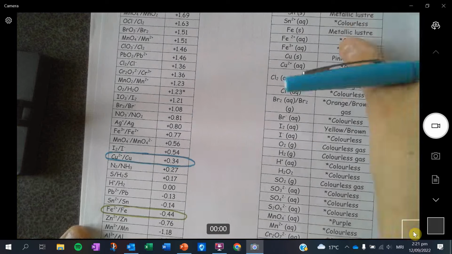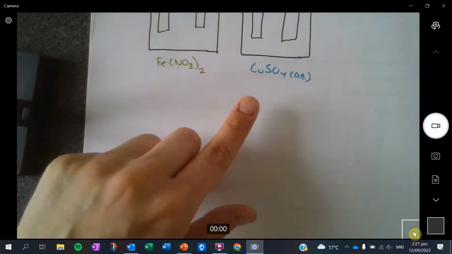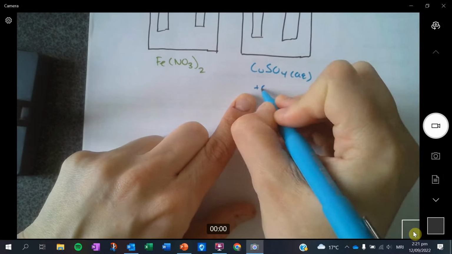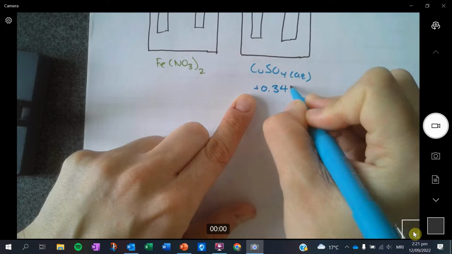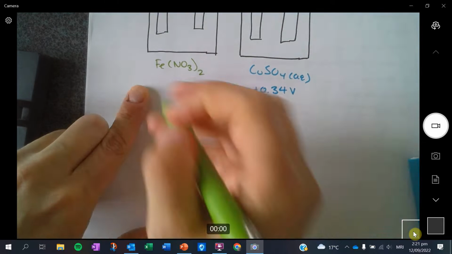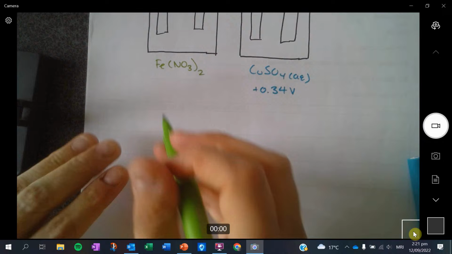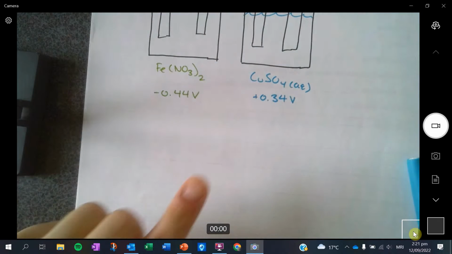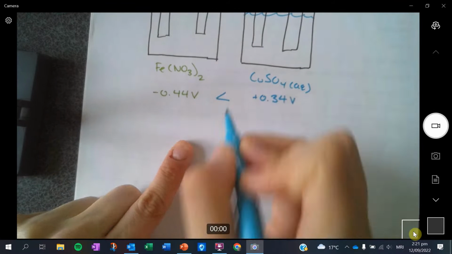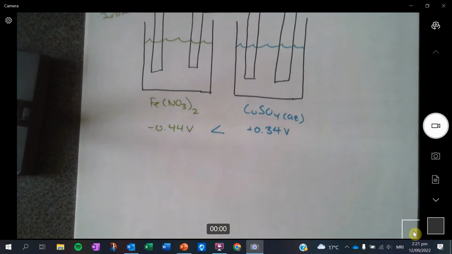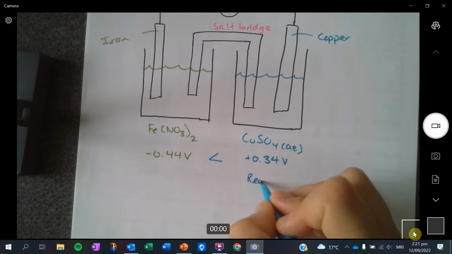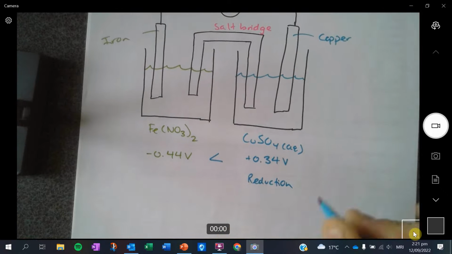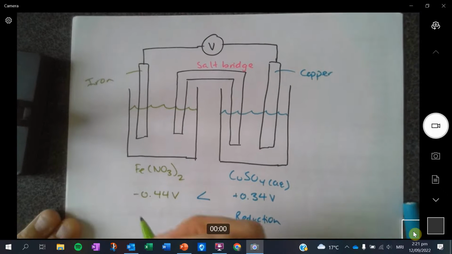So if we go back to our notes, let's copy down those numbers. This one is positive 0.34 volts. This one is negative 0.44 volts. So this one here is my bigger number, which makes this one the reduction reaction. And this has my oxidation.